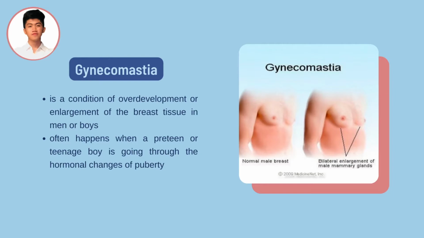Gynecomastia is a condition of overdevelopment or enlargement of the breast tissue. In men or boys, the breast becomes larger. They may grow unevenly. Gynecomastia often happens when a preteen or teenage boy is going through the hormonal changes of puberty.